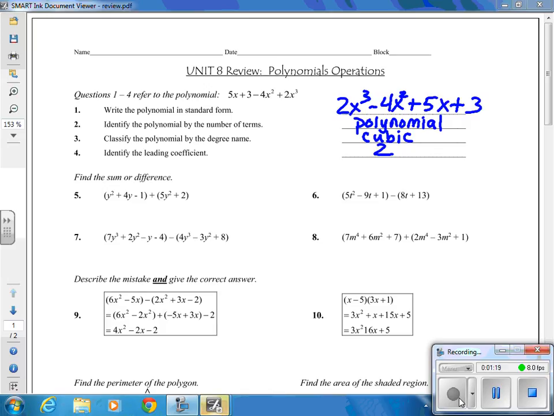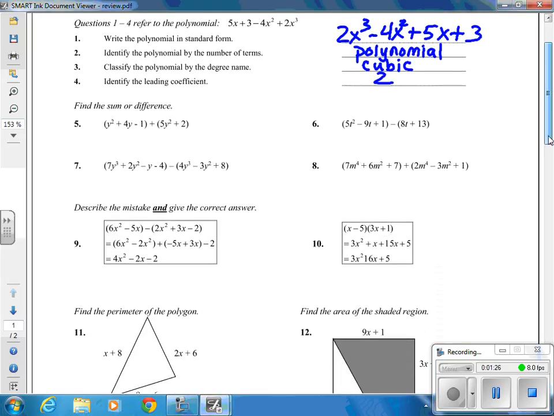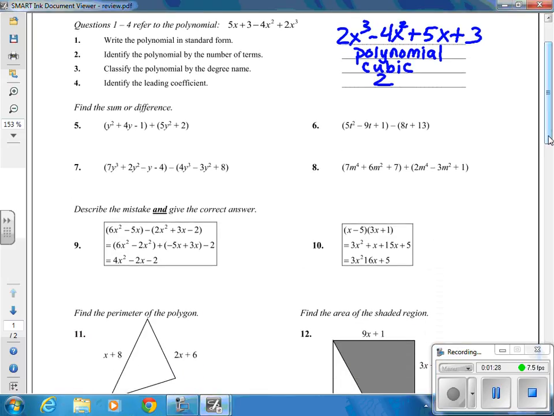For 5 through 8, it is asking you to find the sum or difference, which means to add or subtract, depending on what problem it is given. So for number 5, it is an addition problem. Remember, with addition, it's basically just combining like terms. So pick your highest exponent and go from there.